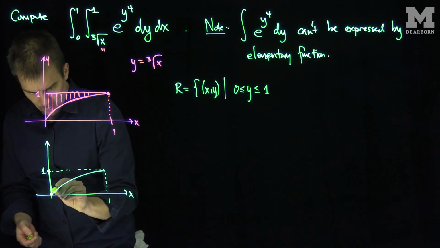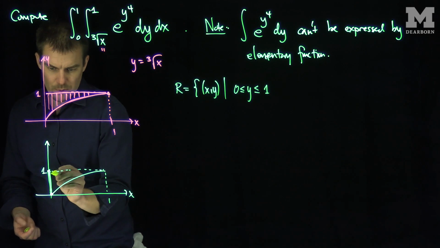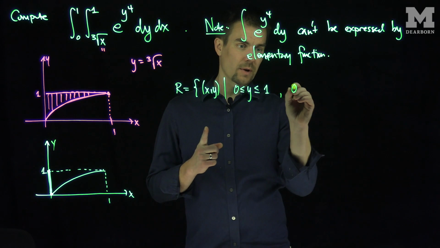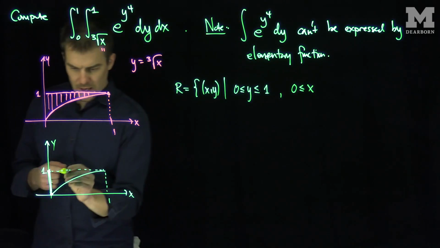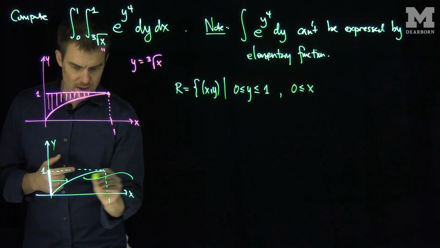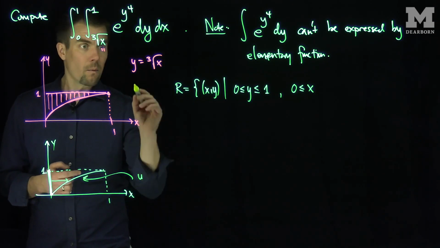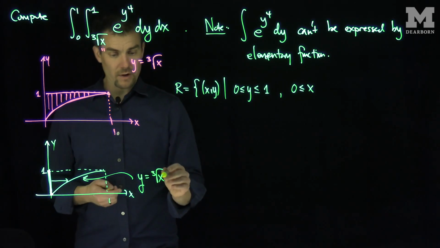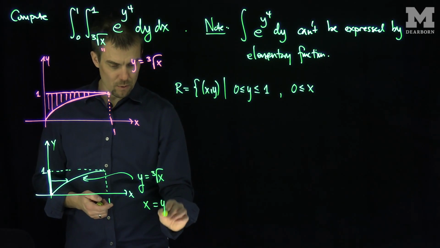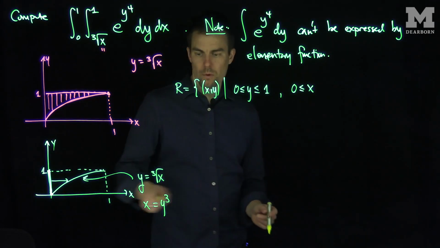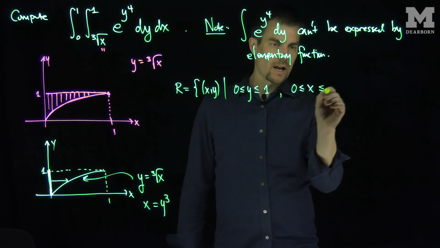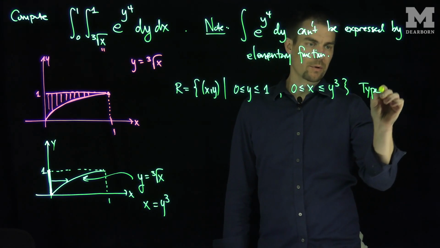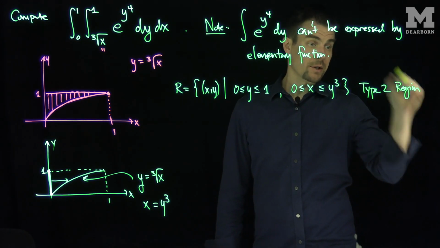Well, as y goes between 0 and 1, x starts along this line over here. And what is that line? That line is along the y-axis, so x starts at 0, and goes up to this curve over here. What is that curve? That curve, as we know, is y equal to the third root of x. If I solve this equation for x, we get that x is equal to y to the third power. So we know that x goes between 0 and y to the third power. And now we've written this as a type 2 region. The starting problem was a type 1 region.